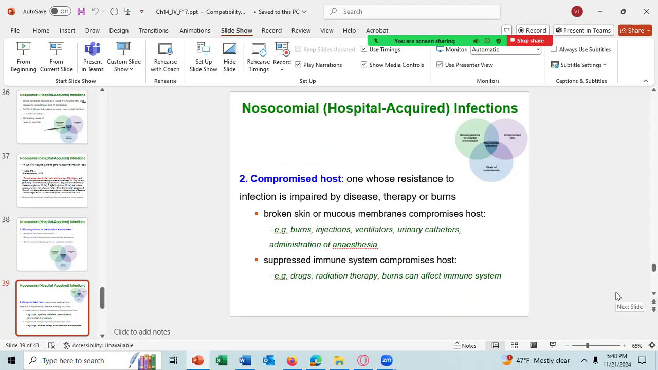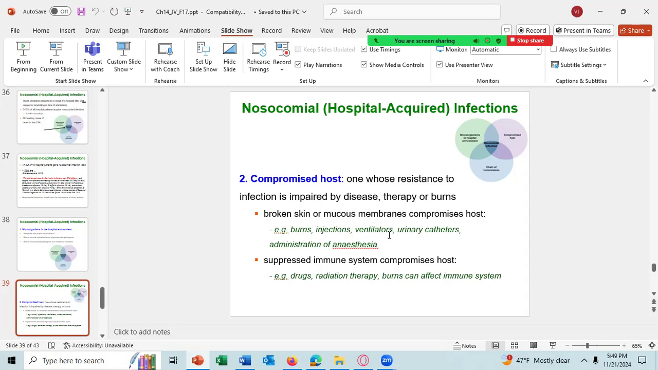And then the patient in the hospital-like setting is usually a compromised host, one whose resistance to infection is either impaired by disease, by therapy, or burns. The patient may have broken skin, broken mucous membranes, which can compromise the host, making them more likely to become infected. Burn patients, injections, ventilators, urinary catheters, the administration of anesthesia, all weaken the host, either by damaging the skin or the mucous membrane or just weakening the host immune system.